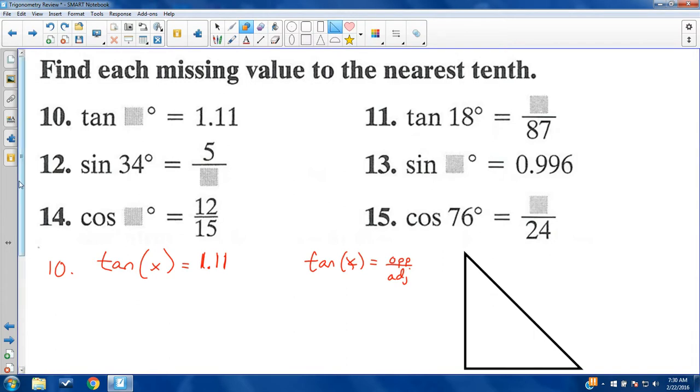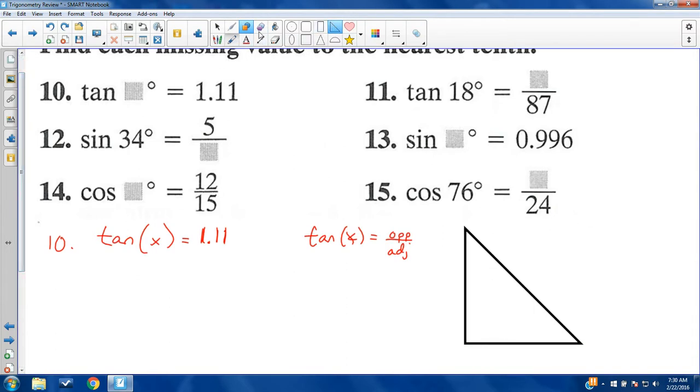Opposite over adjacent. That means in a right triangle, let's say that your angle is this guy right here, and you're doing this number divided by this number. Now your opposite over adjacent in this case happens to be 1.11. So you can think of that as 1.11 divided by 1, which might mean that if you do opposite over adjacent, your opposite value might be 1.11, and your adjacent might be 1. These might be the actual values of the triangle.